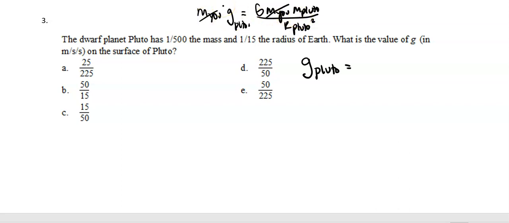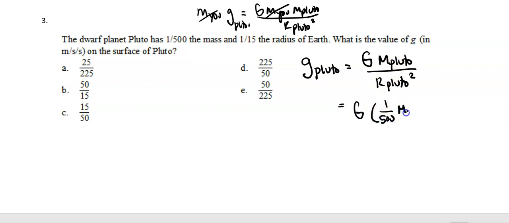Mass of you cancels out. I guess you don't matter. Totally kidding. You do matter. We all matter. Great. g on Pluto. So again, that's big G, mass of Pluto over radius of Pluto squared. Okay, so now let's go ahead and see what I can plug in. So I'm comparing it to Earth. So this is going to be G, mass of Pluto is 1/500 the mass of Earth, over the radius of Pluto, which is 1/15 the radius of Earth, squared.